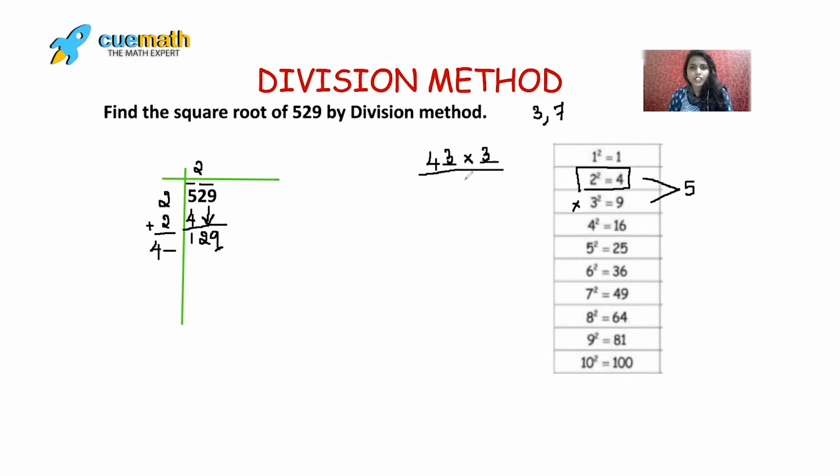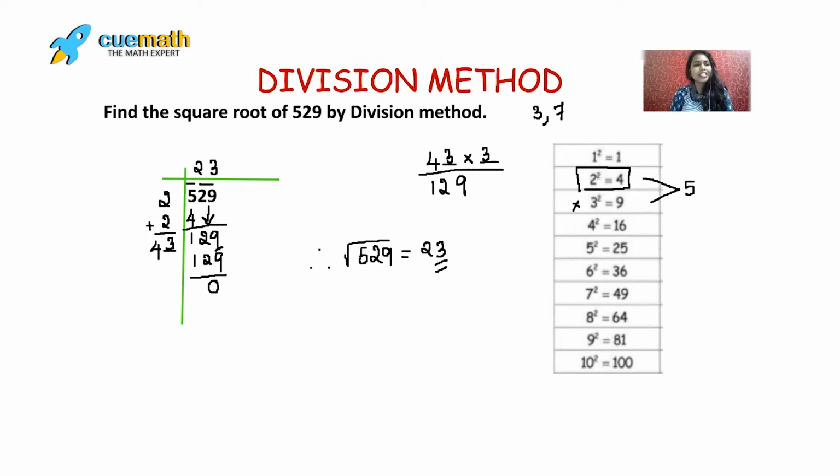So 3 times 3 is 9 and 3 times 4 just gives me 12. That is what I require. So what I'm going to do here, I'm just going to place 3 and 3 here, and that's simple, 129, and I get a remainder 0. Therefore, square root of 529 should be equal to 23.